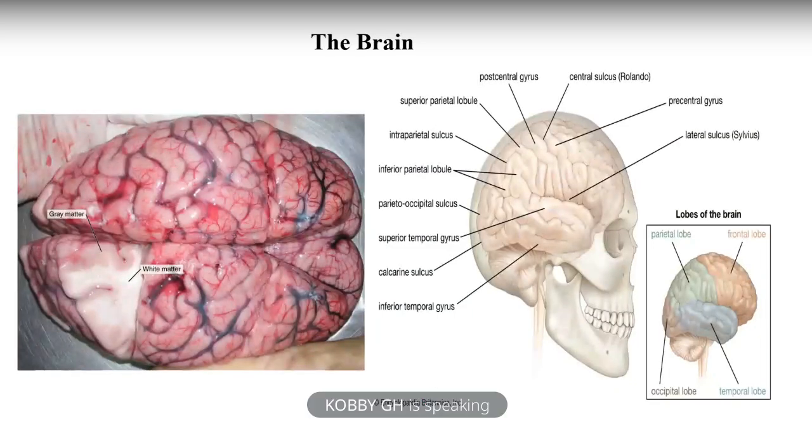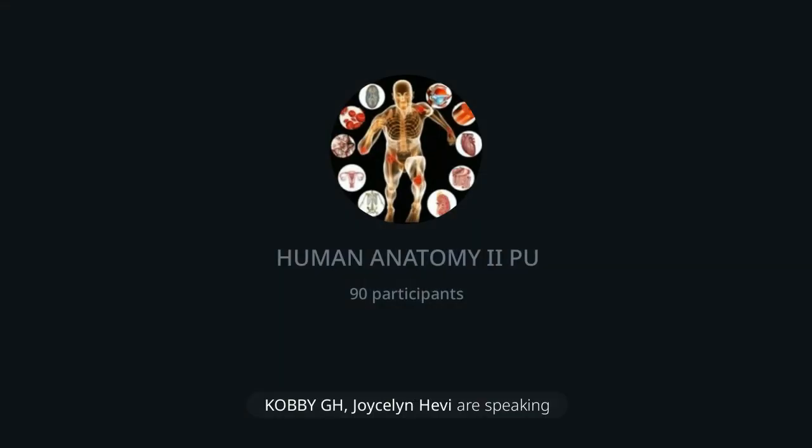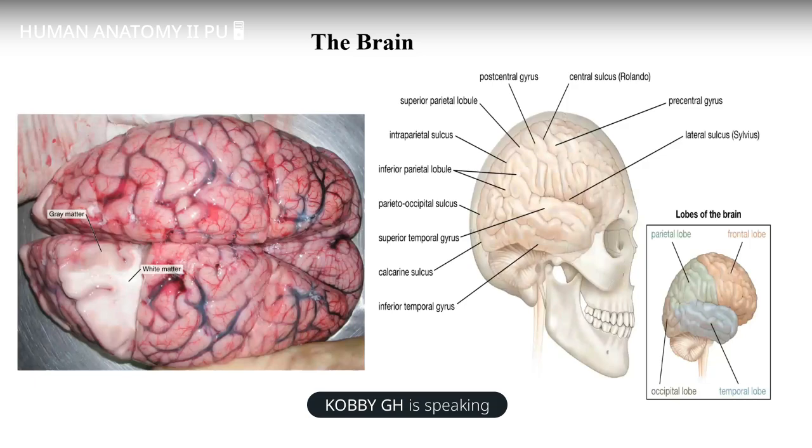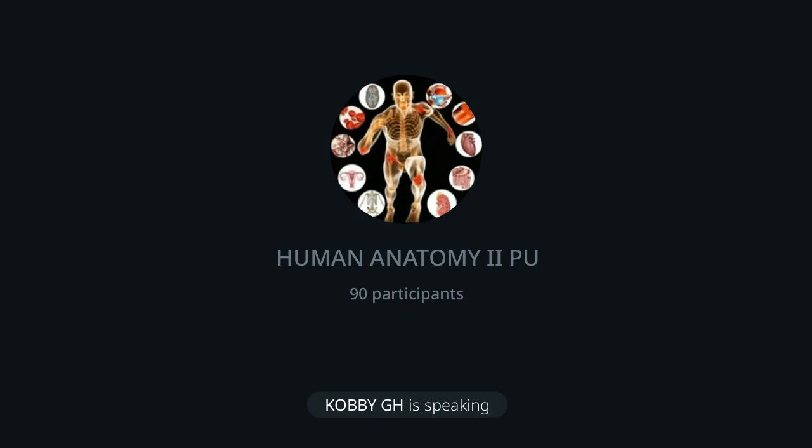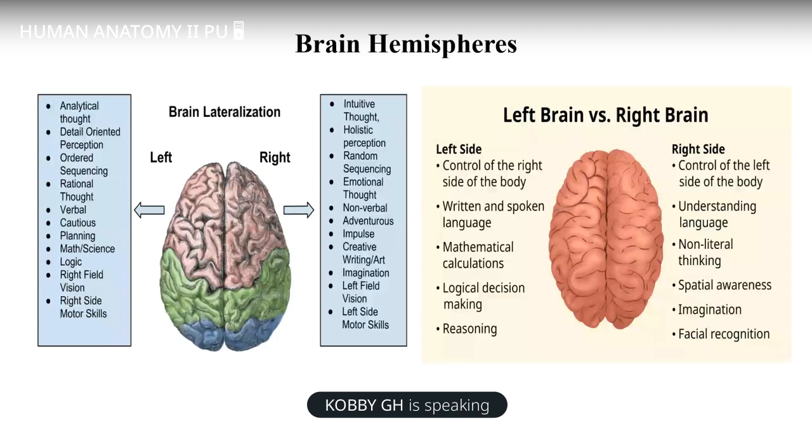Great. And you can see the brain has two hemispheres. So let's look at the hemispheres. We have the left hemisphere. We have the right hemisphere. Each hemisphere of the brain has a part that it controls.